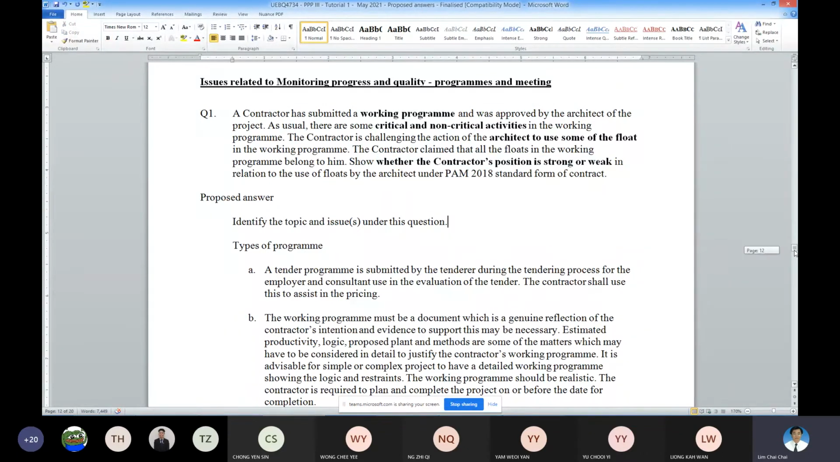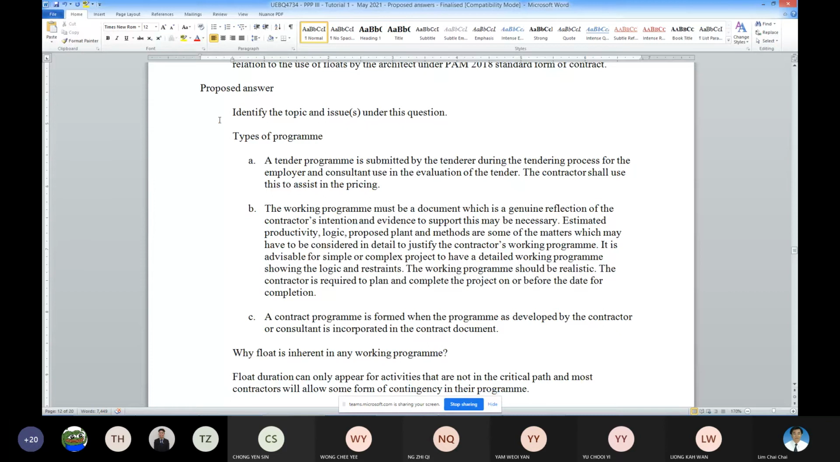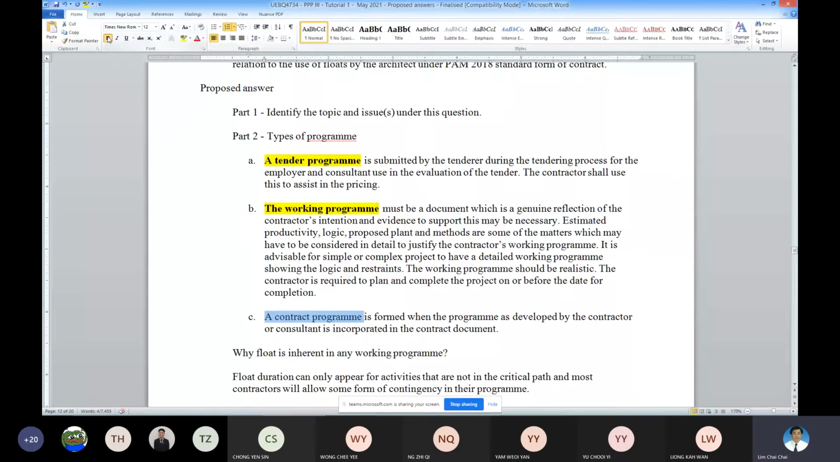As usual, part 1, you have to start off with that. And if you want, you can have your part 2 under the types of program. So for program, you have a tender program. What is the use of the tender program? It is to be submitted during the tendering. For the employer, one use; for the consultant or the contractor, another use. Then you have your working program, then you have your contract program. The working program is more towards the planning of the work, and it has to be realistic.